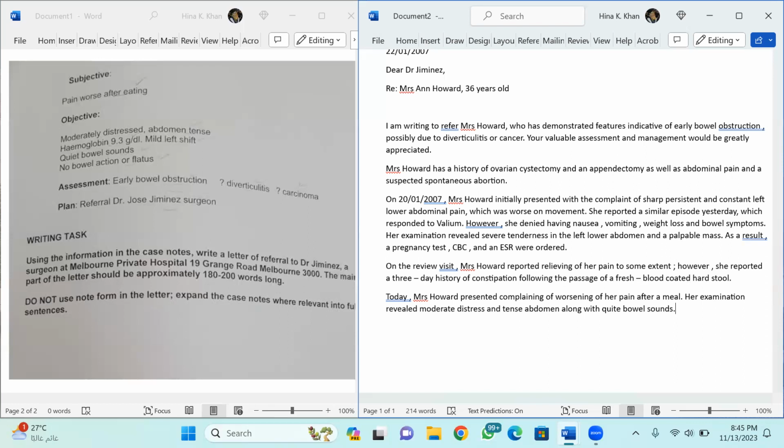Okay, and after that we will write, now we're coming to the labs. Her test results, what her test results revealed. Again, I have used "revealed", so I will use "showed". Her test results showed low hemoglobin. Hemoglobin, you can write 9.3 grams. This is also the value, if you want. 9.3.